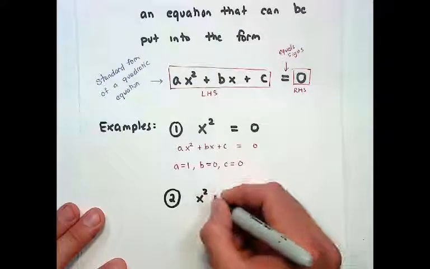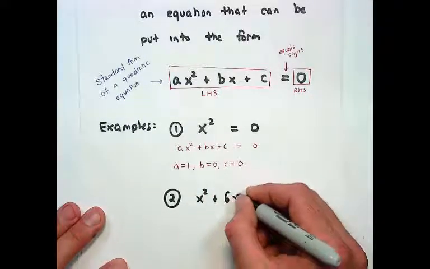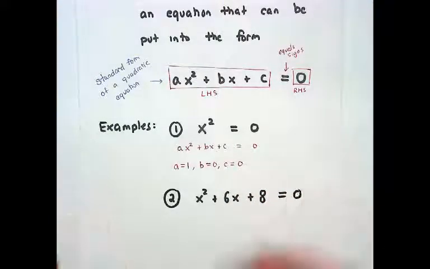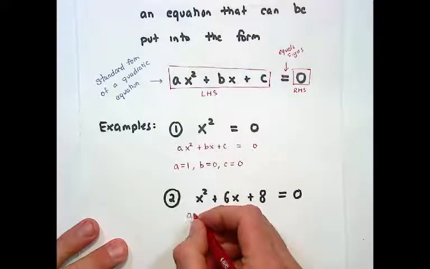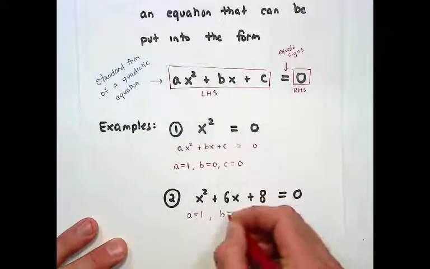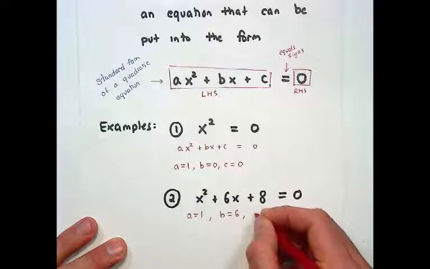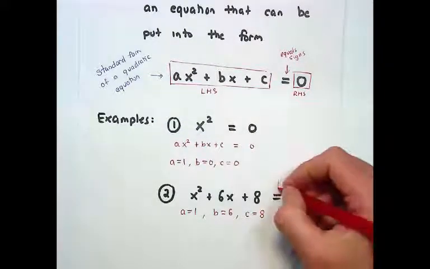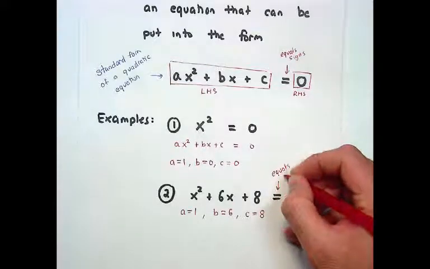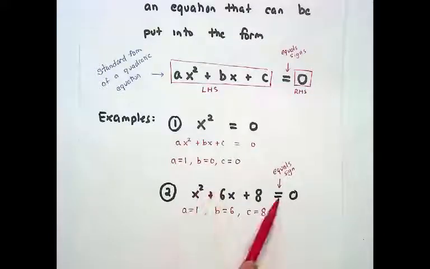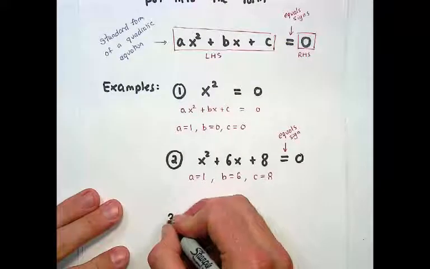Maybe we have x squared plus 6x plus 8 equals 0. Here, the coefficient in front, the number in front of x squared would be 1. The number in front of the x would be 6. The constant term would be 8. We know this is a quadratic equation because this sucker right here is an equal sign. Every single time we see an equal sign, we know it's an equation, and then the squared right there is a dead giveaway that this thing is quadratic.